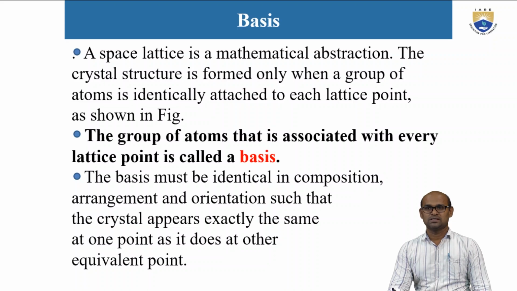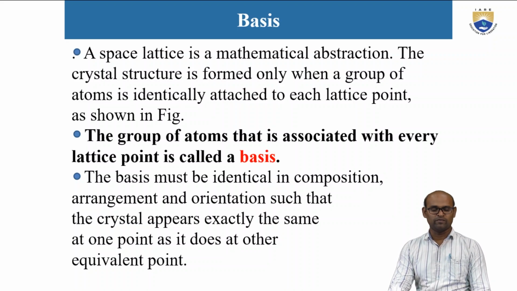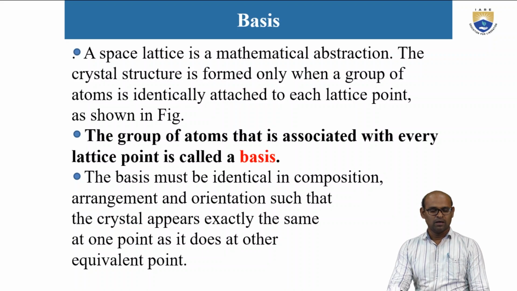Now, what is a basis? A space lattice is a mathematical abstraction, so this is all something you have to imagine. It is a geometrical framework. That means we have represented the mean position of an atom by a lattice point, and by repeating the translation we have generated a network of points, and that network of points we have defined as a space lattice. So it is totally a mathematical abstraction.